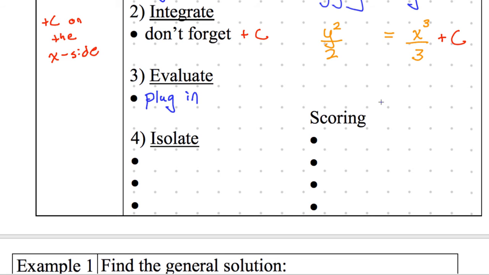All right, so let's talk about step 4, isolate. Isolate is when you're actually trying to get C by itself, and yeah, you're isolating the constant of integration to find what that constant of integration is. That's just another way of saying getting the constant of integration by itself, but by the end, you're getting y by itself. So we'll say get y by itself.